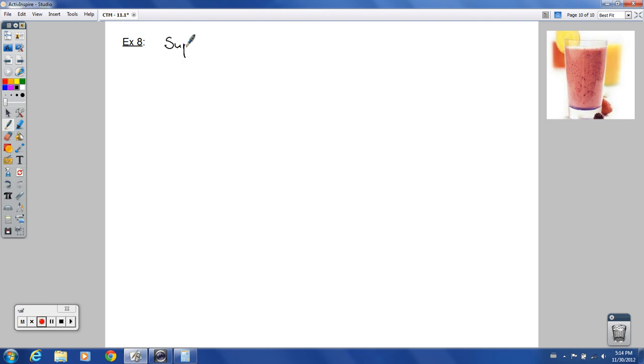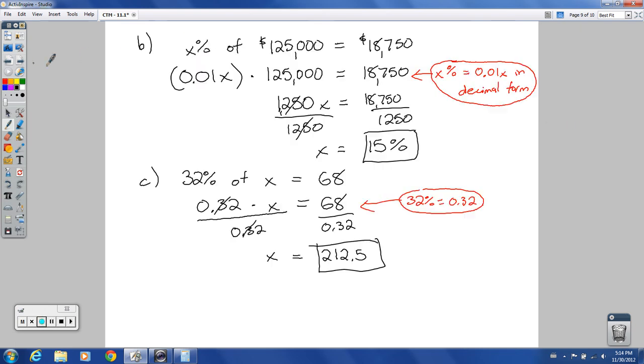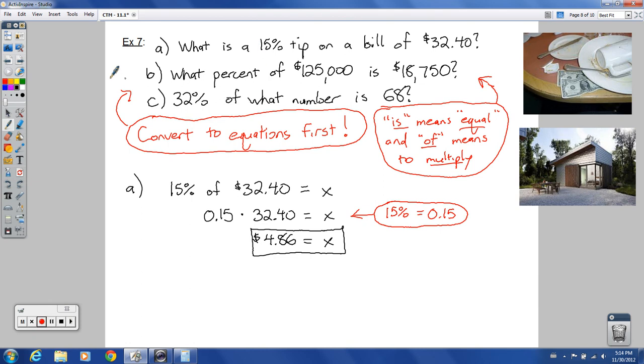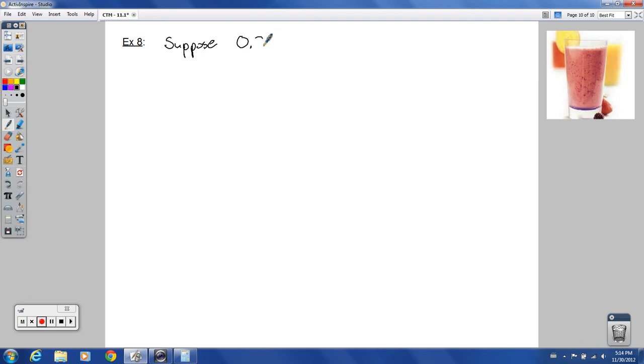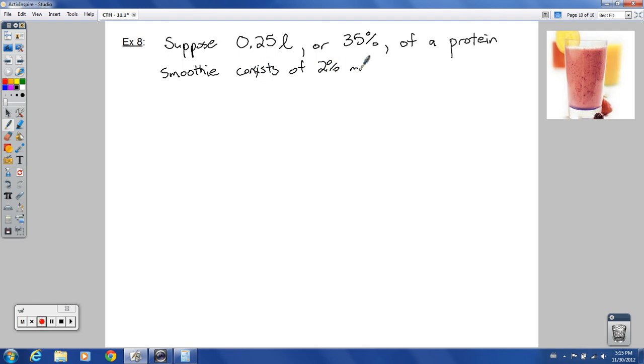Final example here, let's do one that is an application of one of these 3 types of problems. See if you can figure out which type of problem this is before I get it all up here. So suppose 0.25 liters, I'll say, or 35%. 0.25 liters is the same as 35% of this protein smoothie. So of a protein smoothie, sounds good right about now. So 35% of a protein smoothie consists of 2% milk.